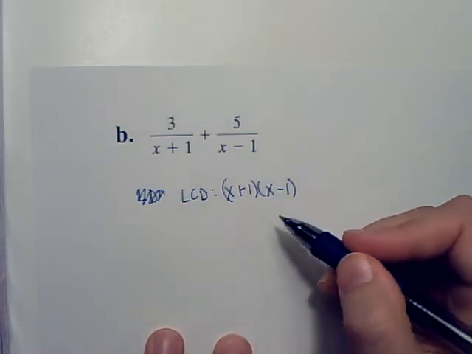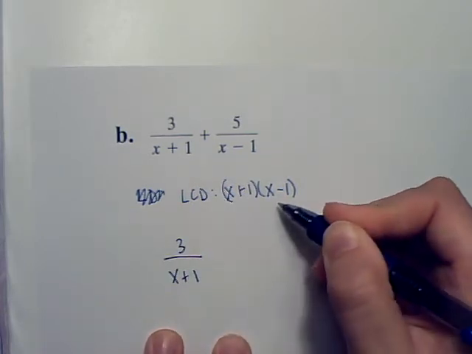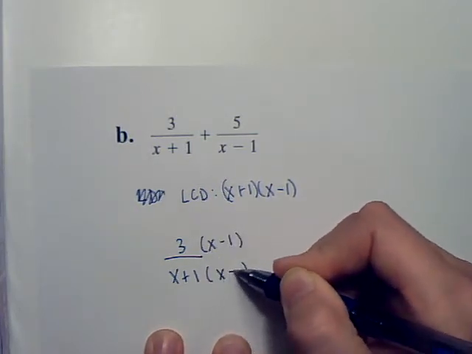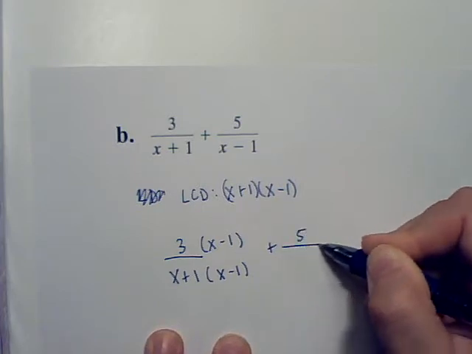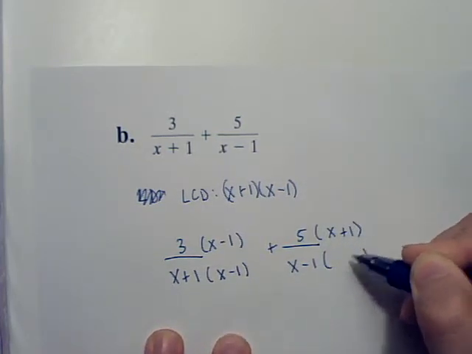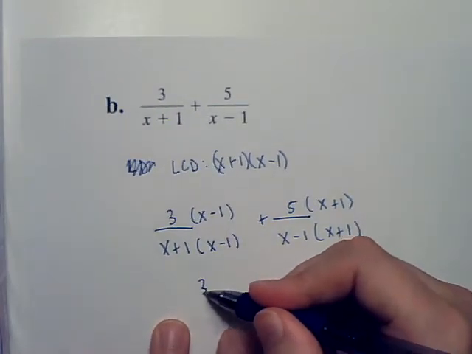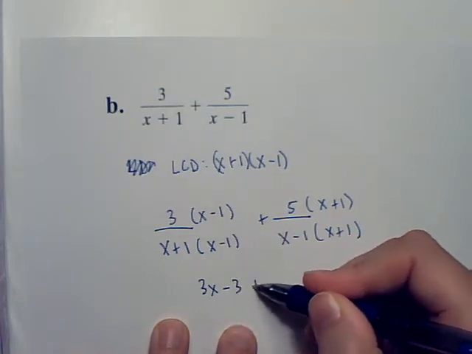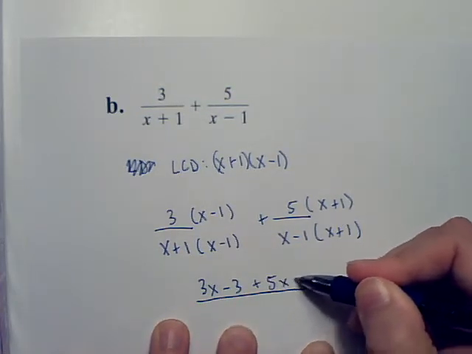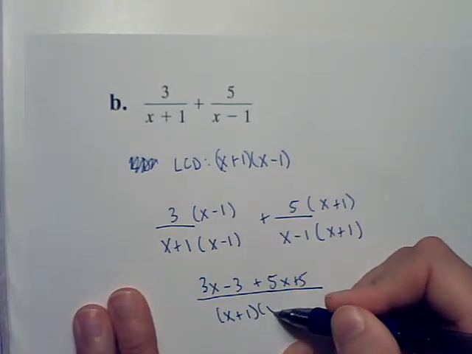So take the first fraction and we need to multiply by what it's missing, and in this case it is x minus 1. So top and bottom need to get multiplied by that value. And then plus 5 times x minus 1, and then this fraction would need x plus 1. Okay, so go ahead and distribute in the numerator. That's going to give you 3x minus 3. And I'm going to make this one fraction. And over here is going to give you 5x plus 5. And then again, we've got the denominator of x plus 1, x minus 1.